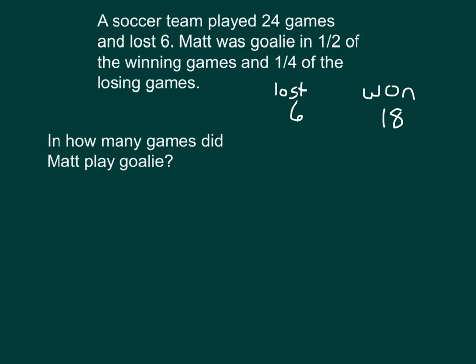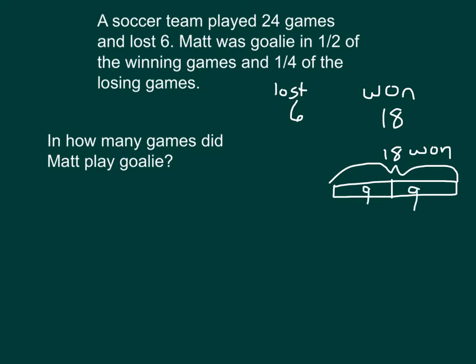So we can use the rest of our information from the problem here. It says he was goalie in half the winning games. So, from these winning games, which was 18, so the total's 18. Those are the winning games. 18 games won. He was goalie for half of them. What's half of 18? Right, 9. So this is what we were solving for. And so that's the number of winning games where Matt was goalie.